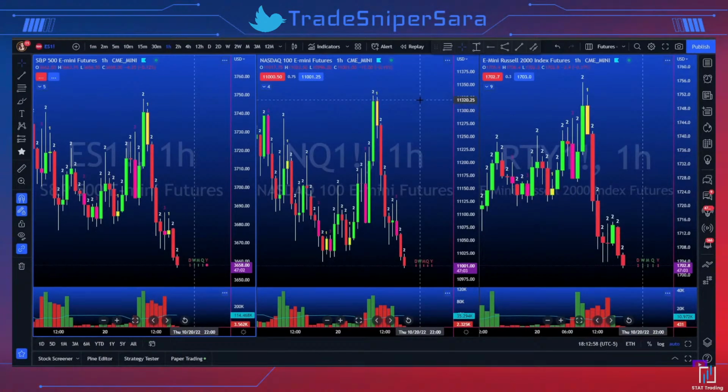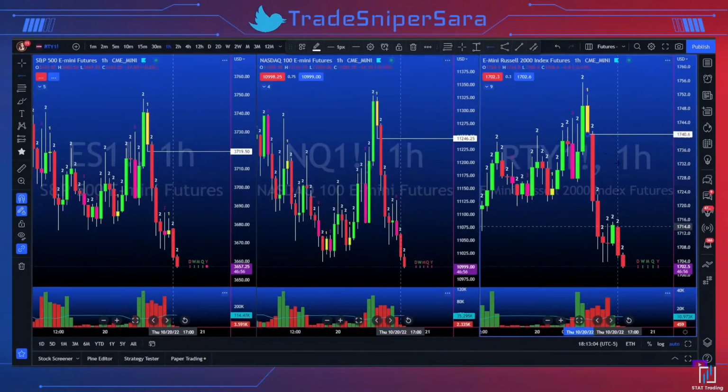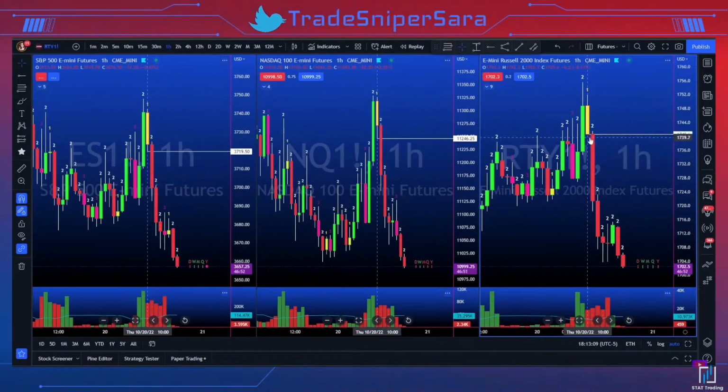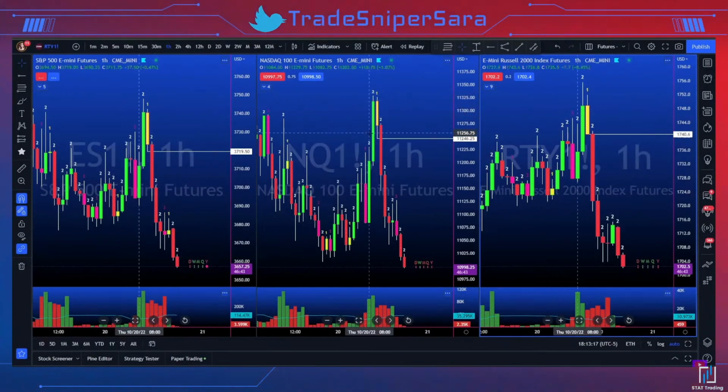So what is a simultaneous break? It's when all of the futures break to the downside at the same time. This is what we also refer to as market correlation. And if you're trading a stock, but the whole market is going to the downside, your stock is likely going to go to the downside.